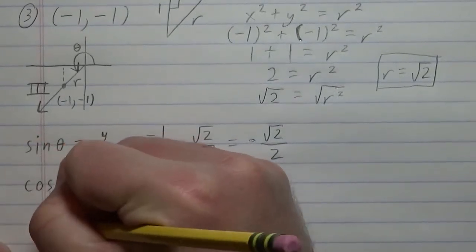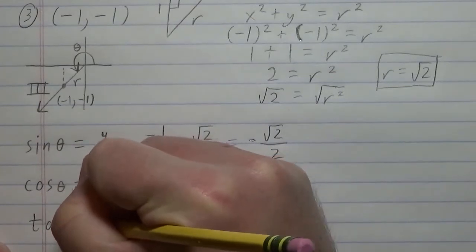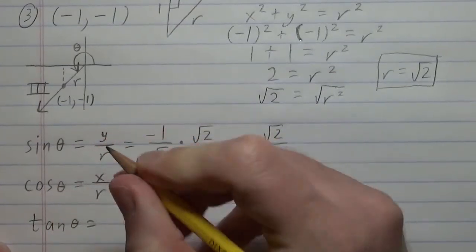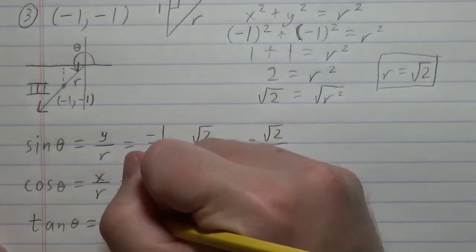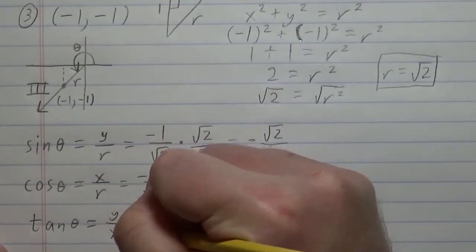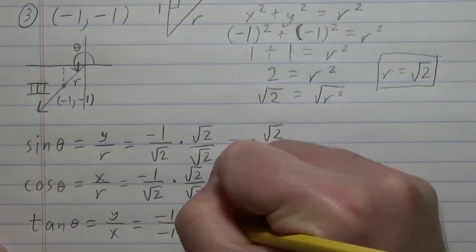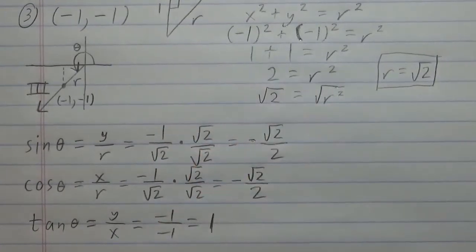Tangent. Tangent, as we're going to see, is actually one of the easier ones to deal with because we don't even need r. It is the y-coordinate over the x-coordinate, which is -1 over -1, which does reduce to +1. Very simple. Simplification of the ratio.